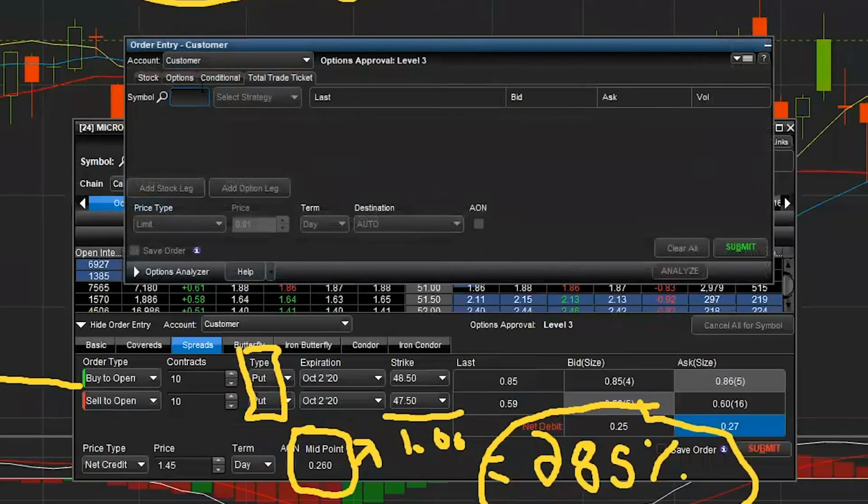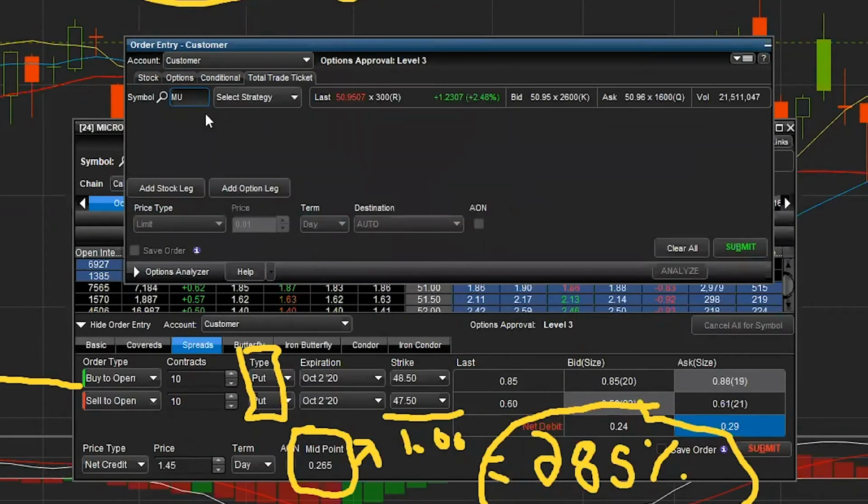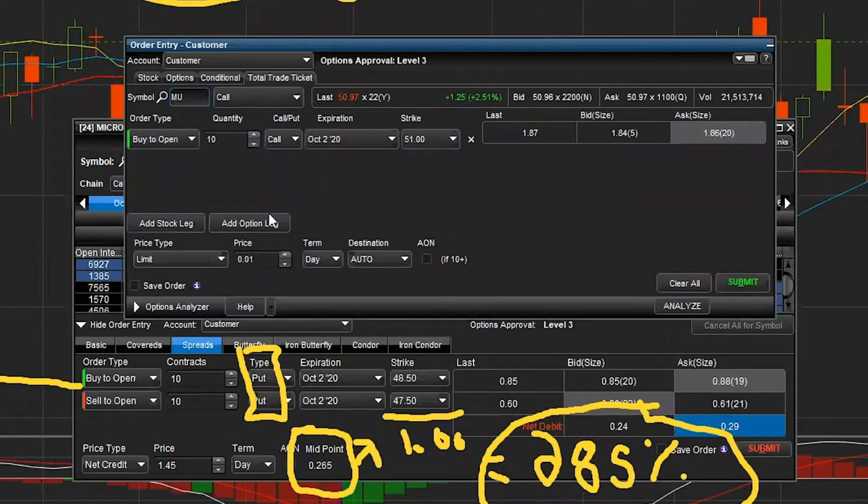So if you do a total ticket trade now, we put in MU, and we're going to put in the same spreads that we just did. We're going to add an option leg, add an option leg.